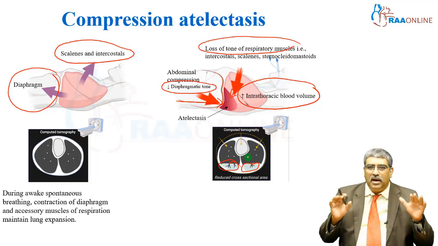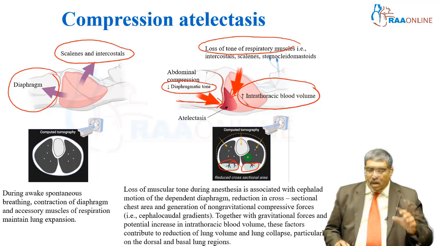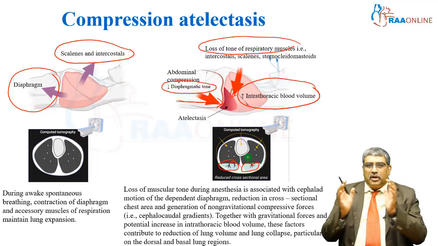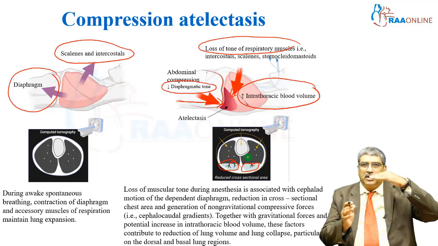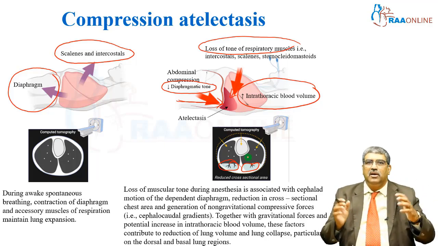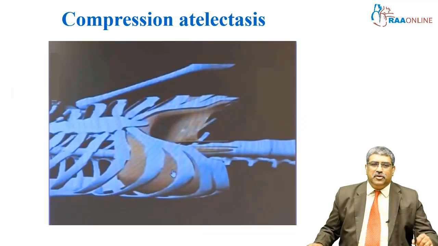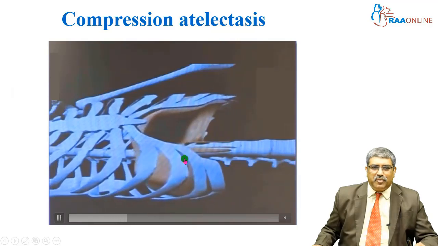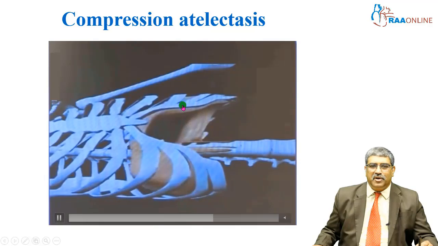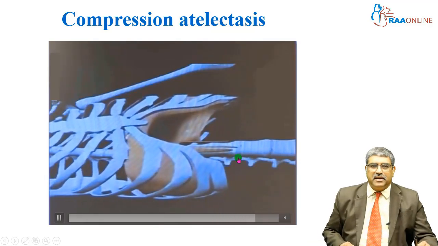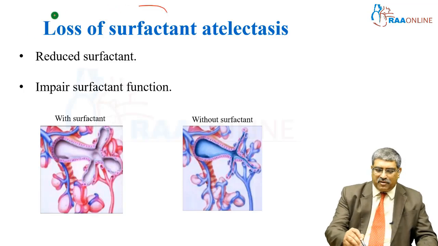Okay, this is how atelectasis happens with anesthesia and muscle paralysis. So, your intrathoracic blood volume increases, diaphragmatic tone is reduced, your respiratory muscle tone is also halted. All this will compress the lung. And here you can see the normal diaphragmatic movement from the abdominal cavity, and this diaphragmatic movement will be lost with anesthesia. Now coming to the third cause, loss of surfactant.